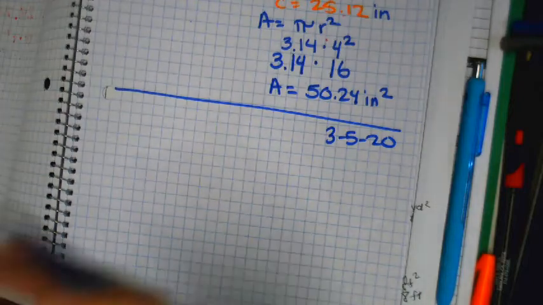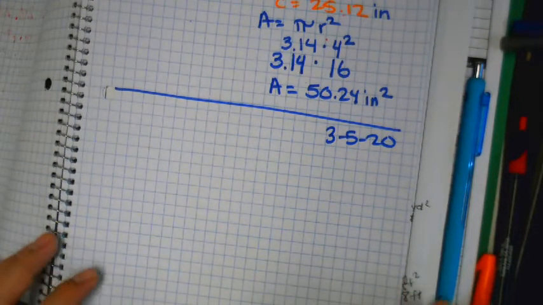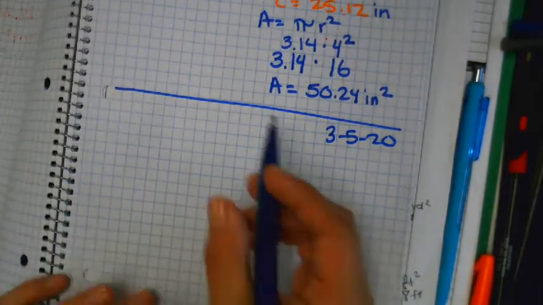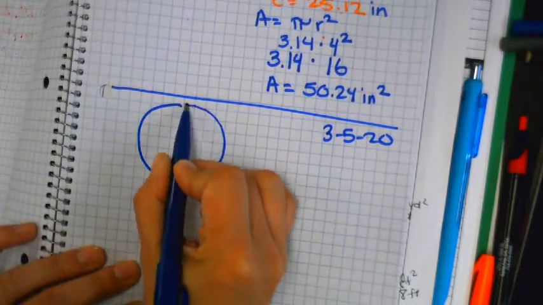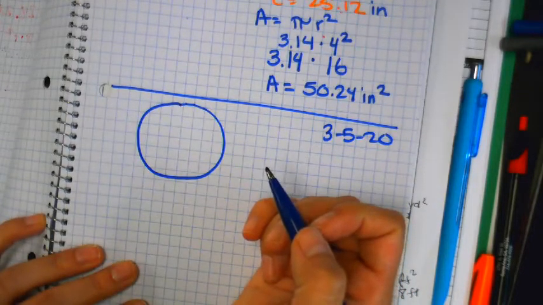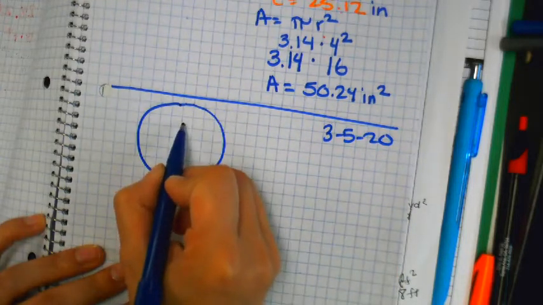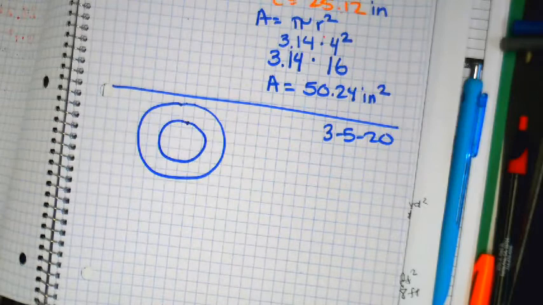So we've been talking about area and circumference of a circle. So now we're going to take what we've learned and kind of combine it. Okay, draw me one circle and then an interior circle inside. So you're kind of drawing me like a donut.